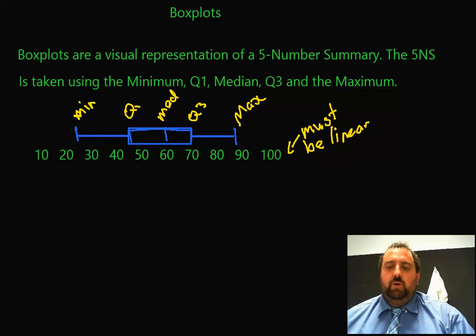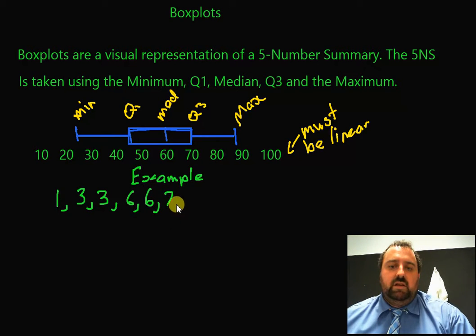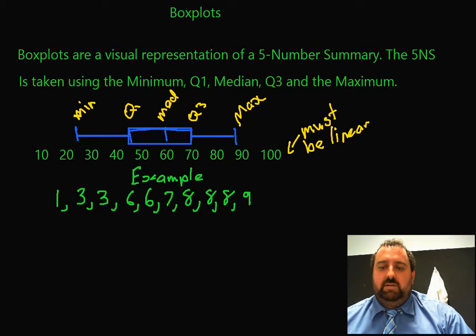So let's have a quick look at an example and look at how we get the 5-number summary as a refresher, and then how we're going to draw the box plot from there. So I'm going to give a bit of sample data. So 1, 3, 3, 6, 6, 7, 8, 8, 8, 9. Okay, so here is my sample data.